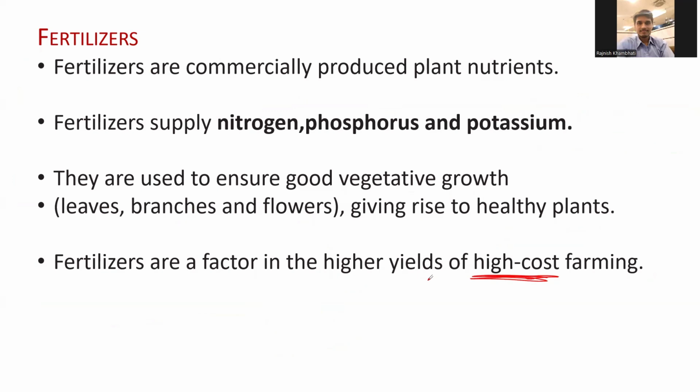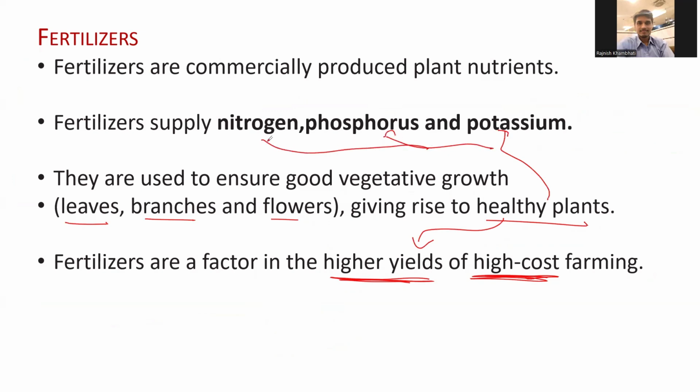And in the high cost, the farmer will get good yield. Why good yield? Because you see, leaves, branches, and flowers will be growing well, which is a healthy plant. So the plant is healthy. And why is the plant healthy? Because the plant will get potassium, phosphorus, and nitrogen. And these three things are very essential for plant health.